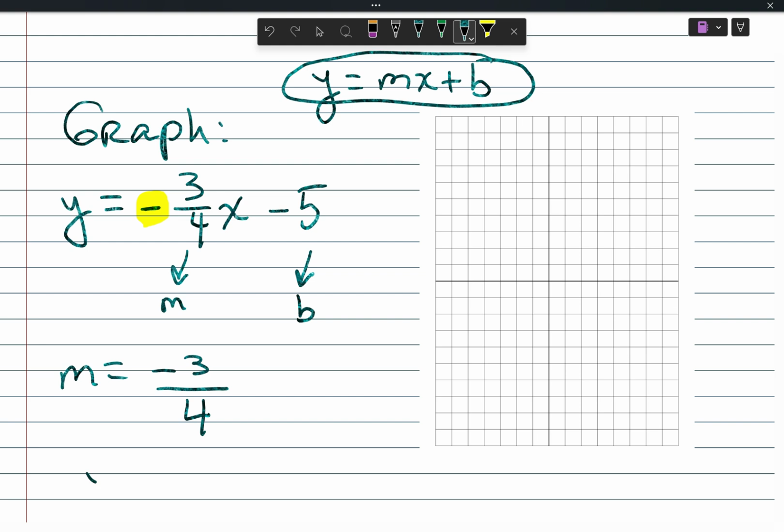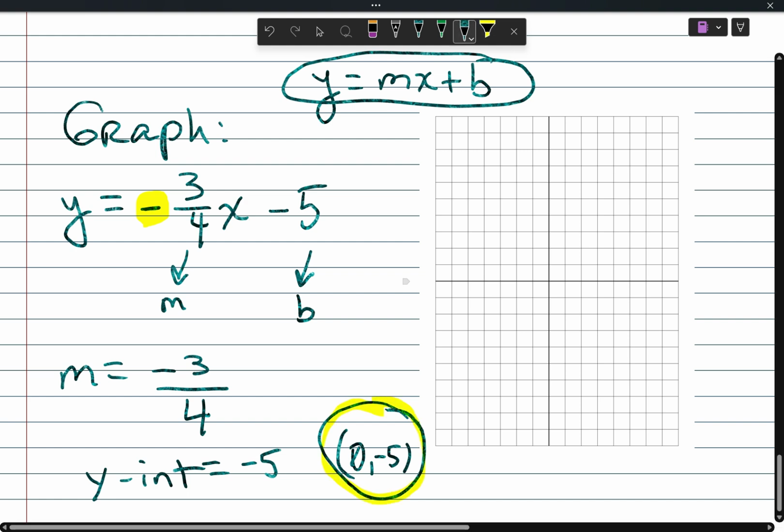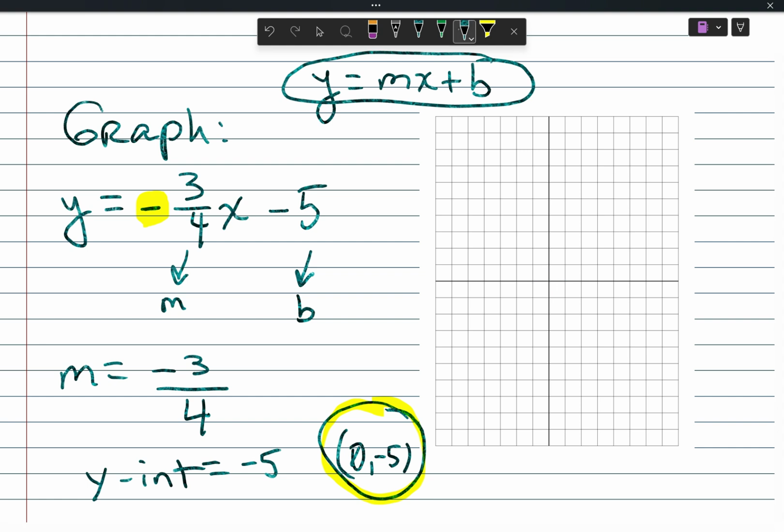That's my slope. And then my y-intercept is equal to negative 5. Or, again, some teachers write 0, negative 5. So the first thing you're going to do is plot 0, negative 5. Where's that? If this is the origin, we go down 1, 2, 3, 4, 5 to negative 5. Make our dot. 0, negative 5.